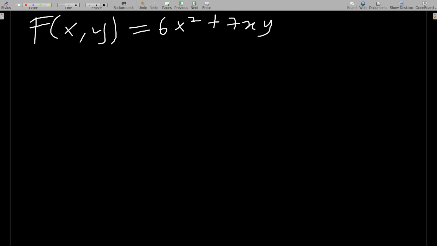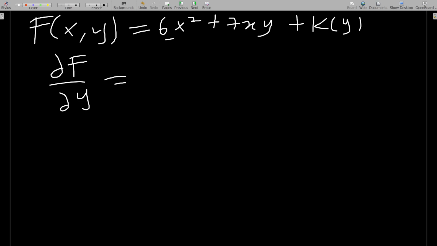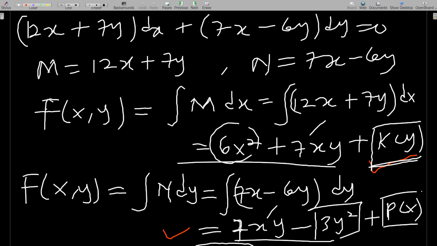Okay, so in the first case we had the function using the m. We had 6x squared plus 7xy plus k of y. Okay, and you can only find k when you try to differentiate f with respect to y. Let me differentiate f with respect to y and see, and this will give me 0 plus 7x plus k prime of y. Okay, but what is del f del y? We said that del f del y is the same as n. So you come and put n there.